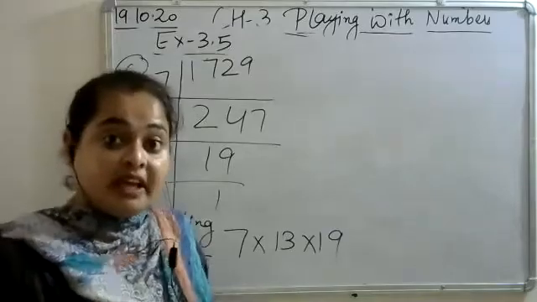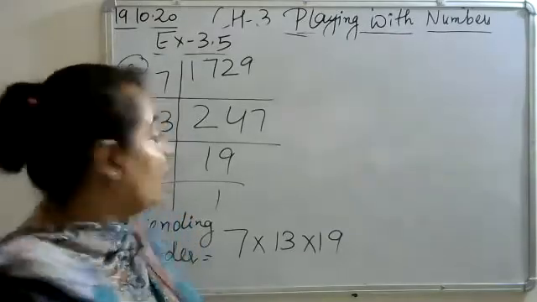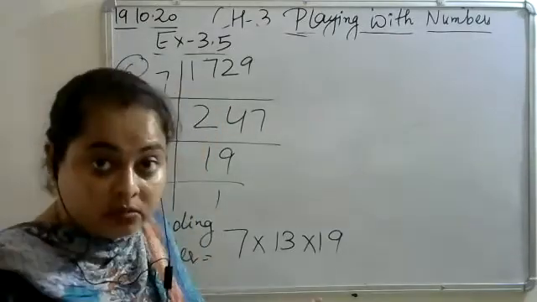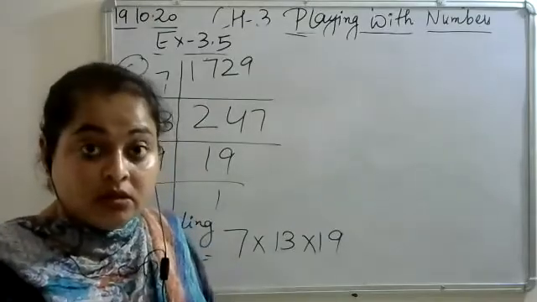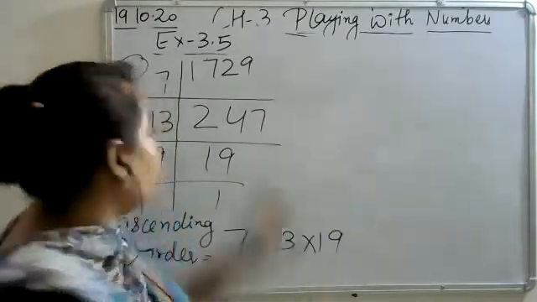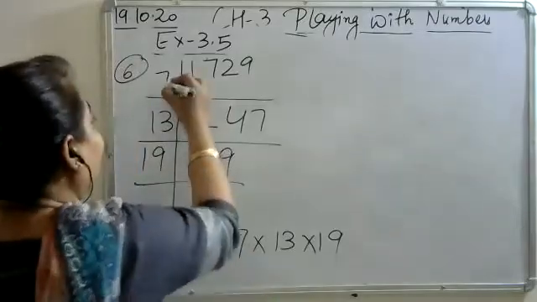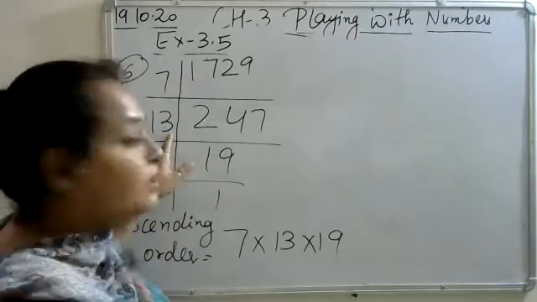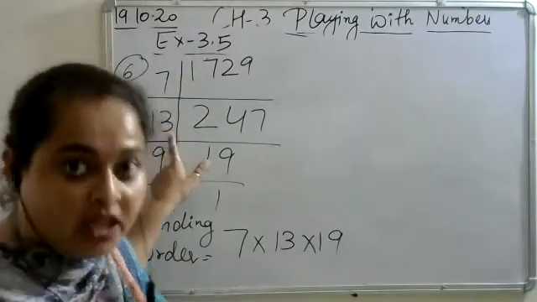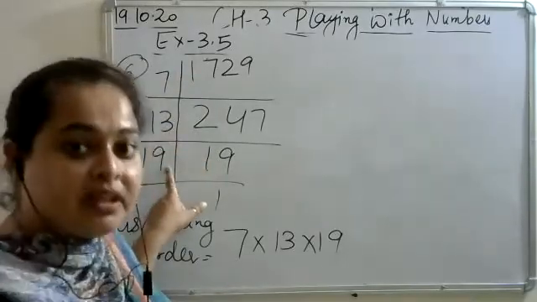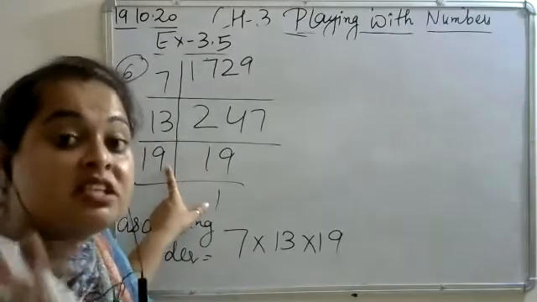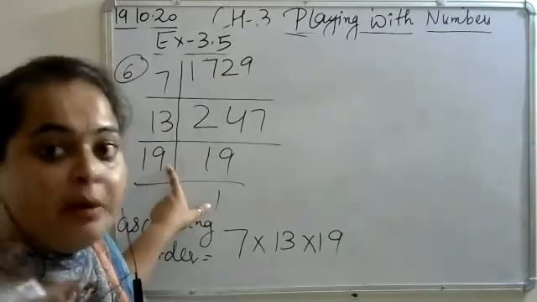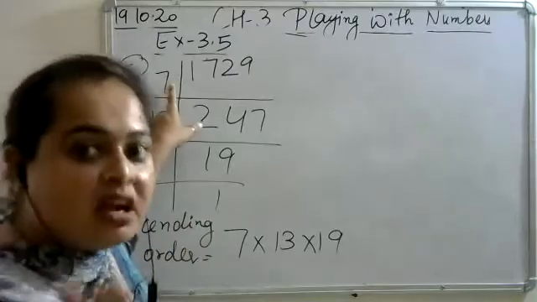And one more thing, there is no compulsion to start with 7. You can start your prime factorization with any of the 3 numbers. You can start prime factorization with 13. You can start your prime factorization with 19. This is your wish. It is not a compulsion that we have to start with 7.